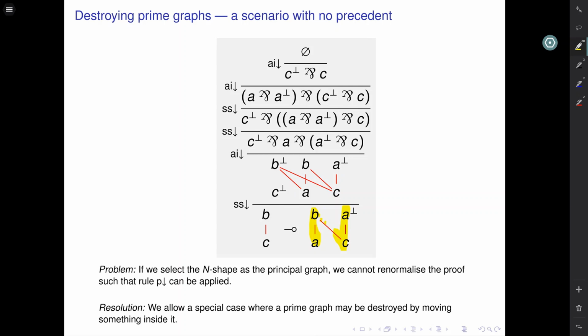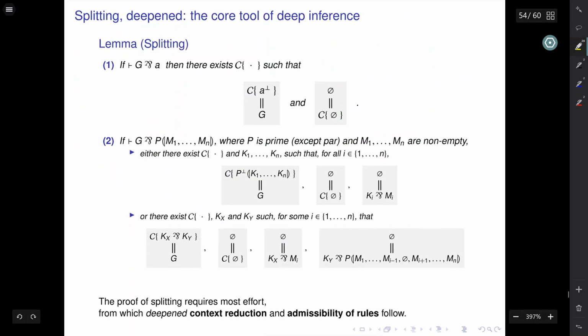So we need a special case which is going to allow for prime graphs to be destroyed, and that's what's happening here. So the B naught here is moving inside the N shape and it's destroying part of the graph. And then we continue as if with the remaining components that are left. So we allow for the destruction of prime graphs. And this leads us to our statement of splitting, which remember is our core thing for allowing us to do proof theory.